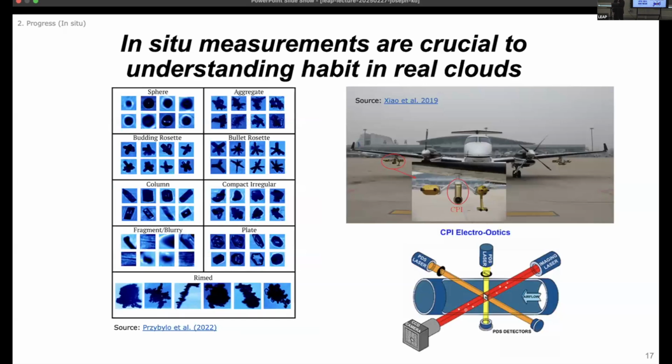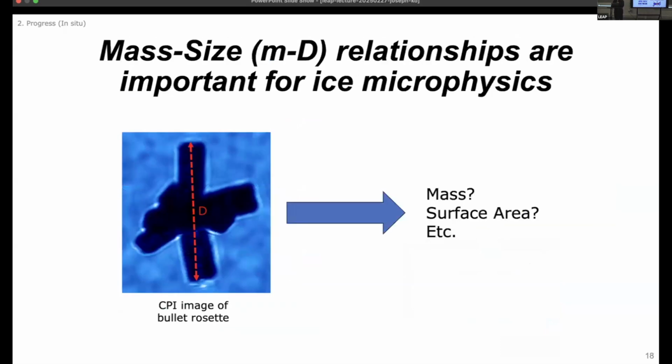Our current understanding of ice habit or ice shape is mainly driven by optical imagery probes, which are mounted to planes and fly through real-world clouds, and we get an idea of what these crystals look like. On the right, for example, is some past work where they used supervised machine learning to classify these ice crystals into some predetermined classes of expert-driven shapes.